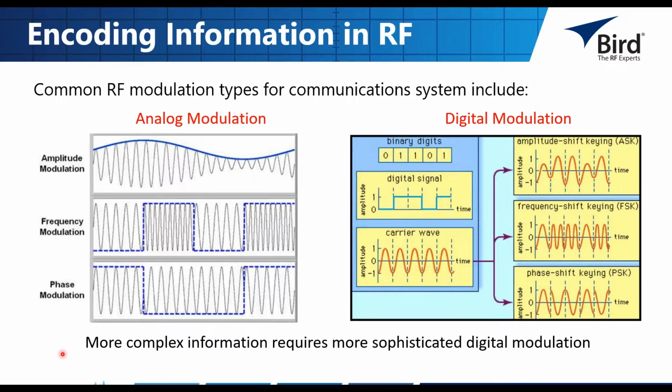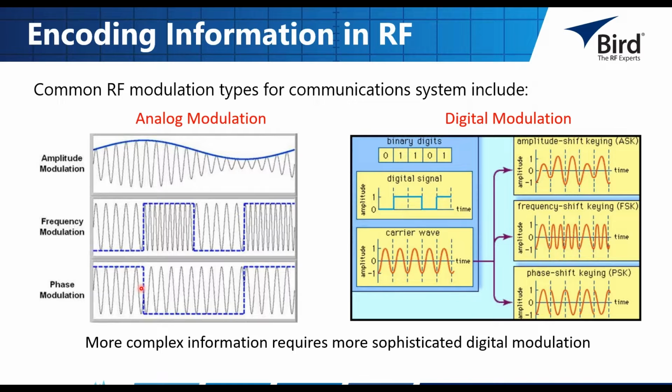We're going to look at a few more simple cases, but in the case of analog modulation, we have amplitude modulation, frequency modulation, and then phase modulation. This is where we're encoding the information from the signal that we're trying to transmit in variations of amplitude, or variations in frequency, or even variations in the phase of these signals.